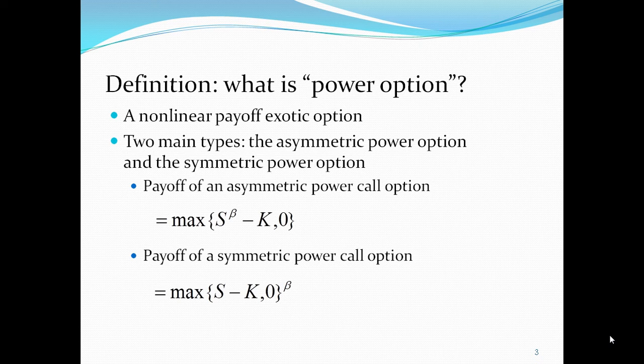In the first case, the underlying price is raised to a certain power, while in the second case, the payoff of the corresponding vanilla option is raised to a certain power. In both situations, if beta equals 1, the option is exactly the same as the corresponding vanilla one. This dissertation will focus entirely on the asymmetric power option, and we'll call it the standard power option.